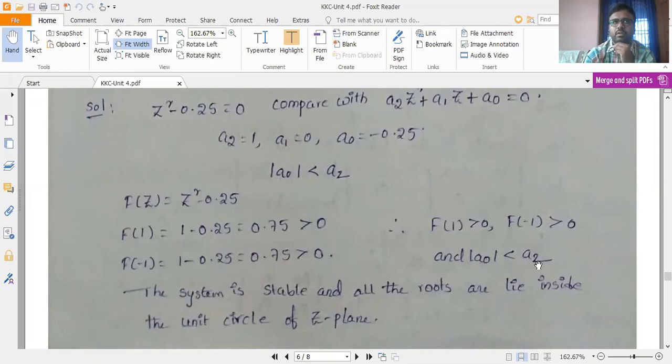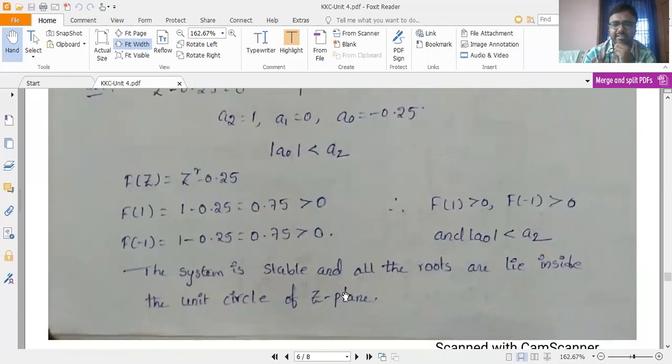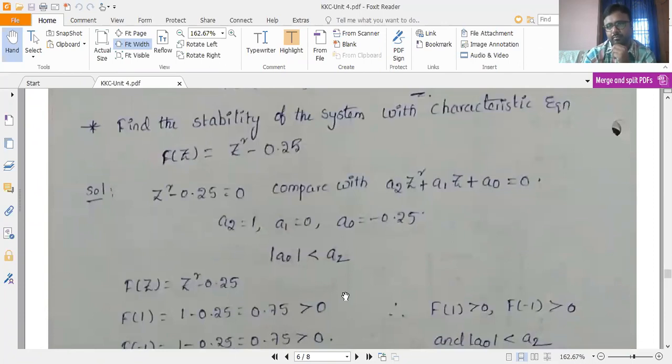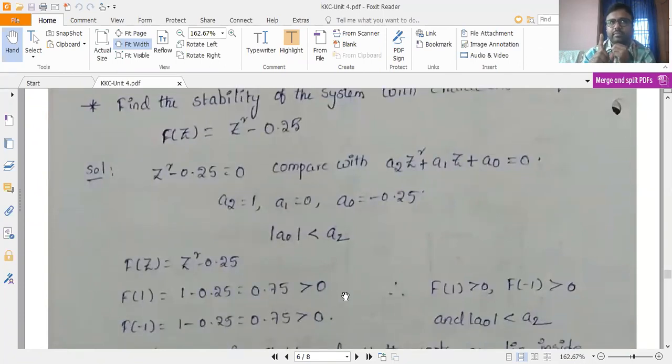Therefore, we can say this particular system is stable and all the roots lie within the unit circle of the Z plane. So this particular system is said to be a stable system. Okay. So only one row is going to be obtained. That means 2n minus 3 rows. 2 into the order of the equation 2, that is 4, 4 minus 3, that is only one row.